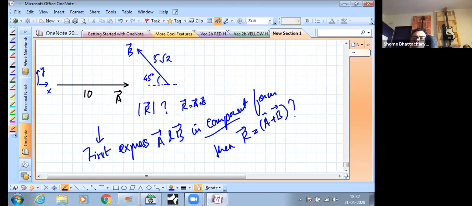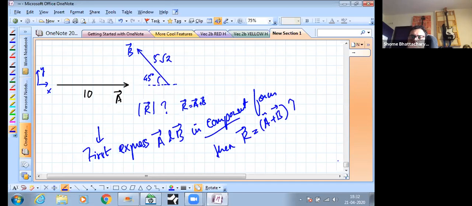Now for component form, the first thing is you need to define your axis. So here there are only two vectors, so to define the axis, what will be easier? That one vector's direction we'll take as our x-axis. So we are taking the vector A's direction as our x-axis. So doing that, now first tell me what are the components.